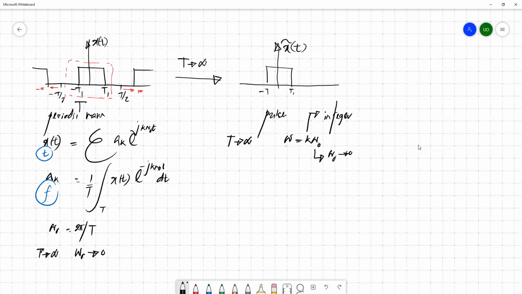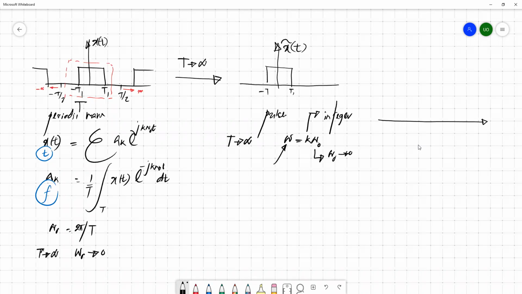So then what happens to this omega? k is an integer, omega is the angular frequency of the signal, and by letting T go to infinity, we found that the angular frequency of the signal becomes smaller and smaller. So what happens to this omega, which equals k omega naught? We'll try to understand it through a graph or a figure.